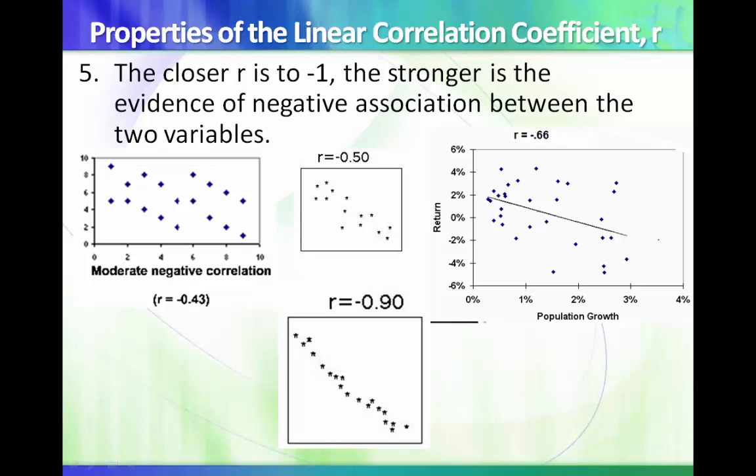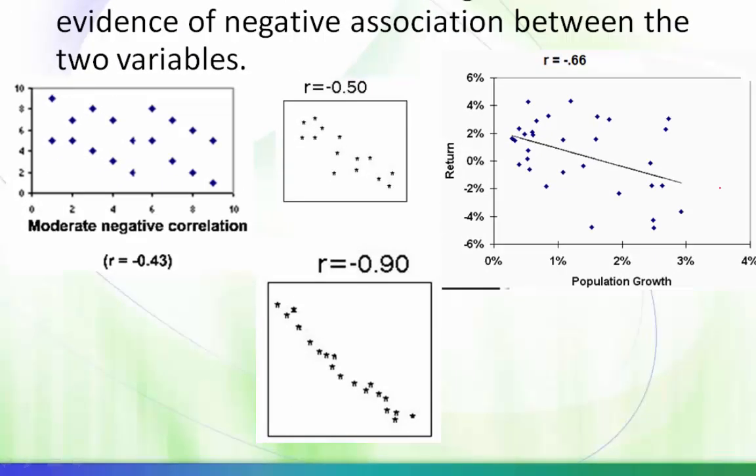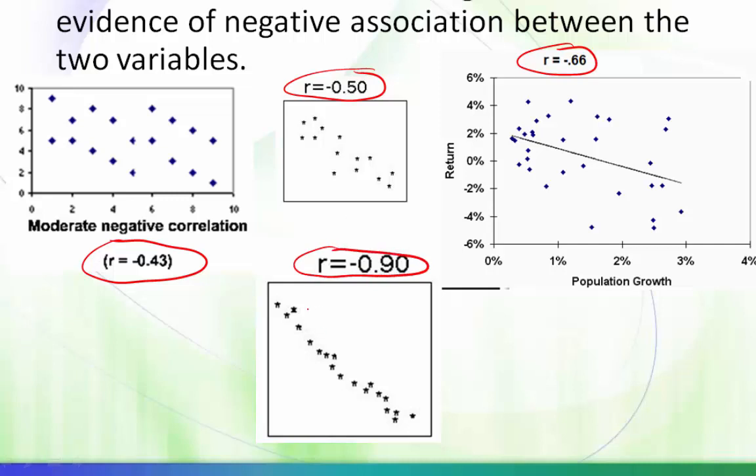Property 5, the closer R is to -1, the stronger is the evidence of a negative association between the two variables. So we have a moderate negative correlation of -0.43 in the first graph. This next graph represents about a -0.5, a little better at -0.66, and an R value of -0.9 shows you a much stronger negative correlation. You can see the data are more tightly clustered around a line going down the screen.